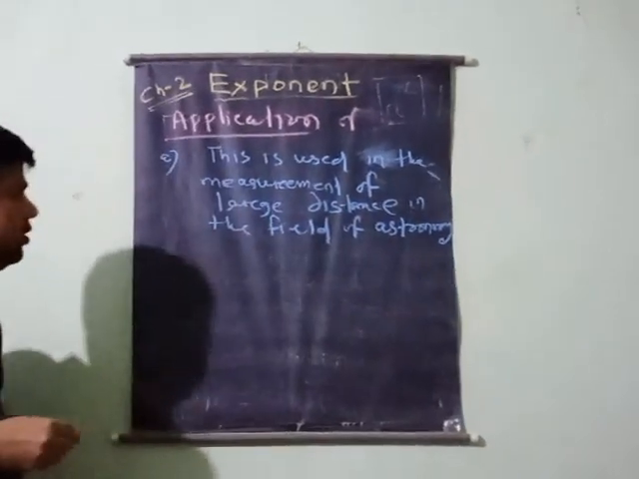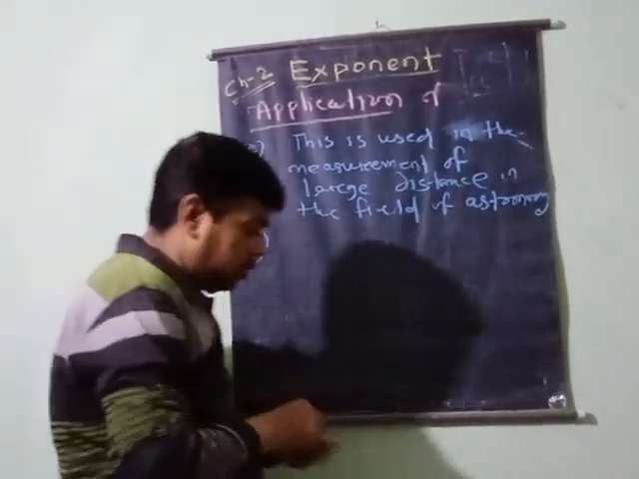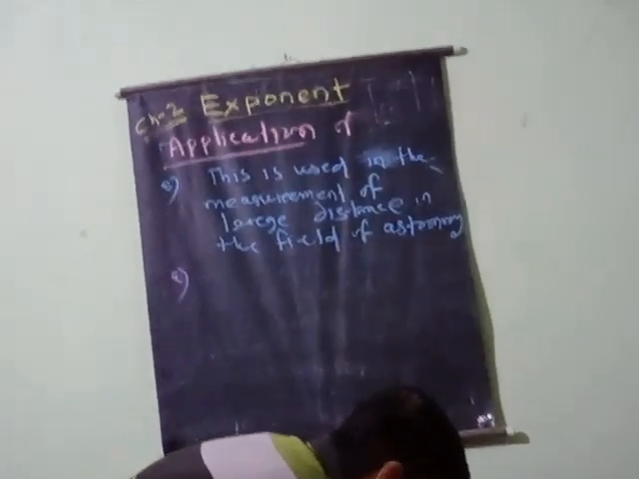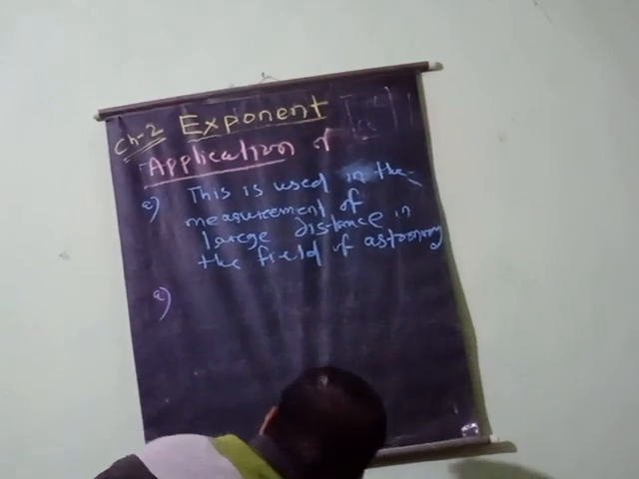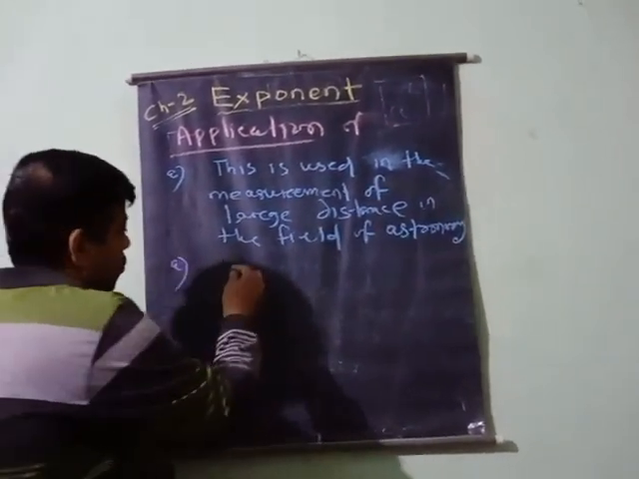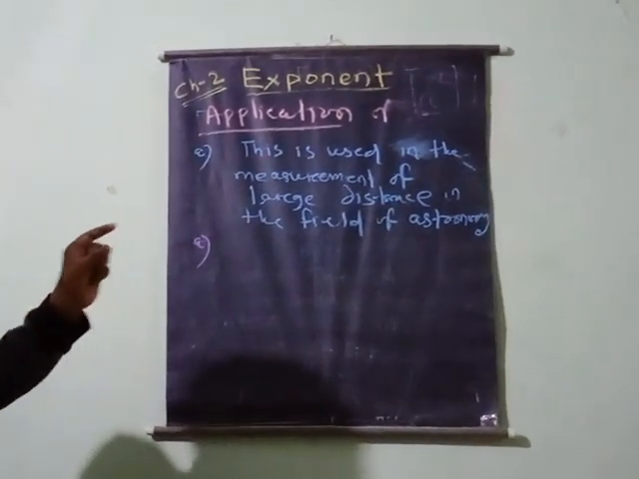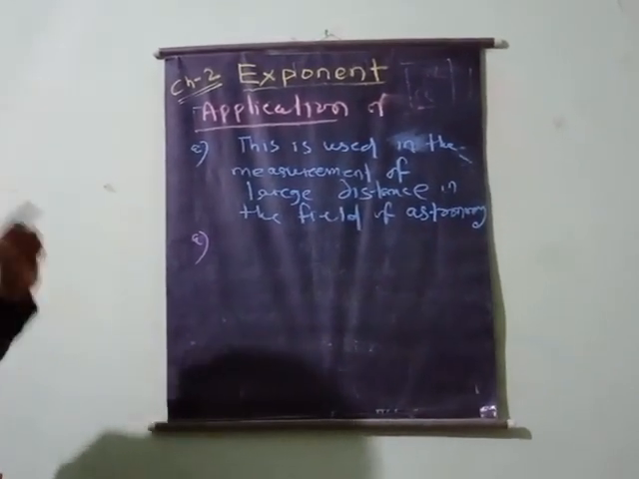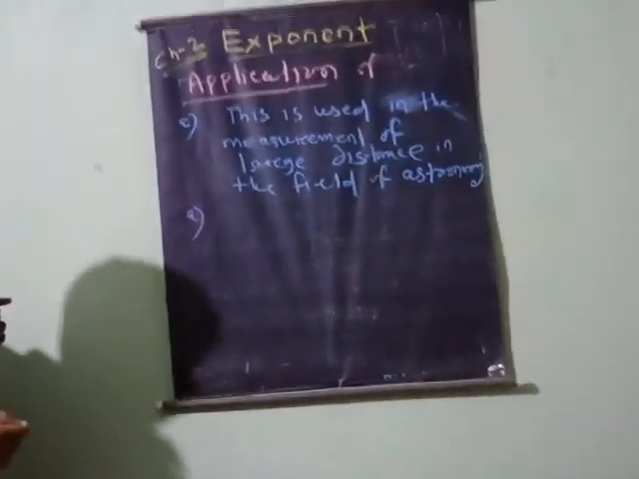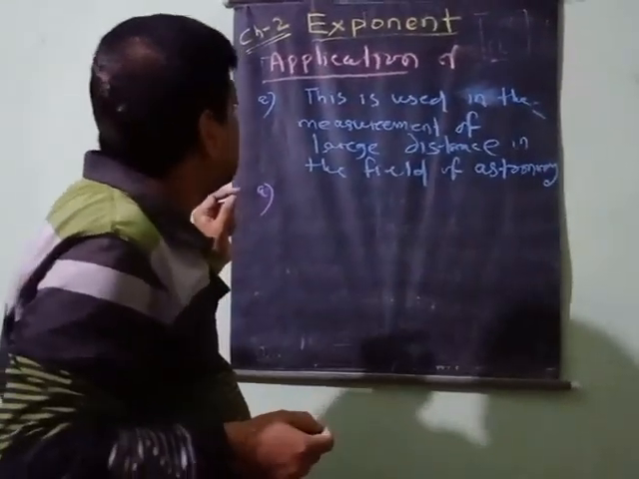How? Suppose we are going to find out the distance between the planets, the distance between the stars. For these units we can use the exponent, for very large distance in the scientific method.